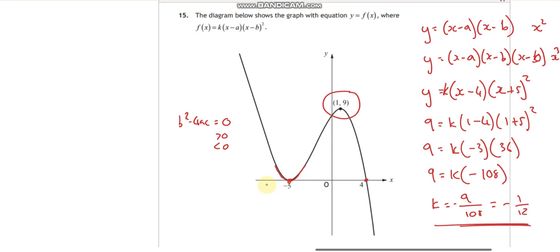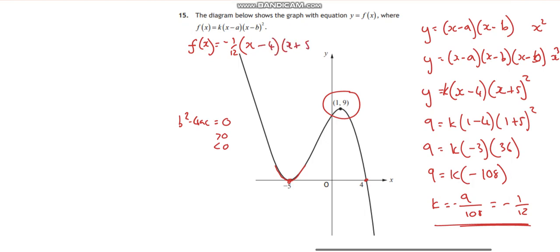So that's me got k, and that's me got my a and b. And the last thing to do is just to write out the whole thing together. So f of x is equal to -1/12. And that -1/12 just determines the steepness of the lines, and inside the brackets, that's our roots, isn't it? So, x minus 4 and x plus 5 squared.